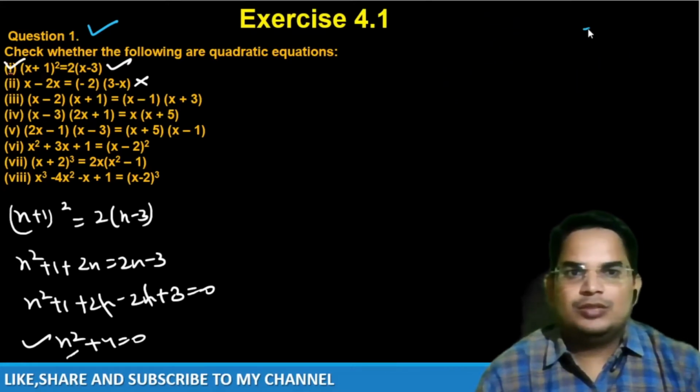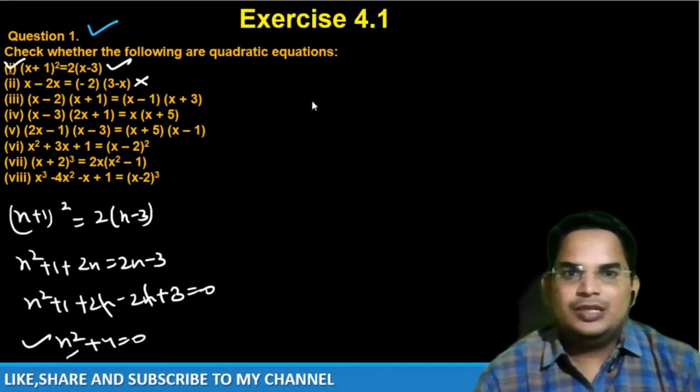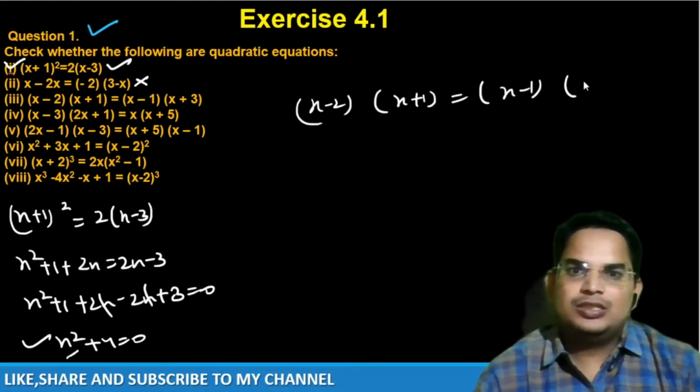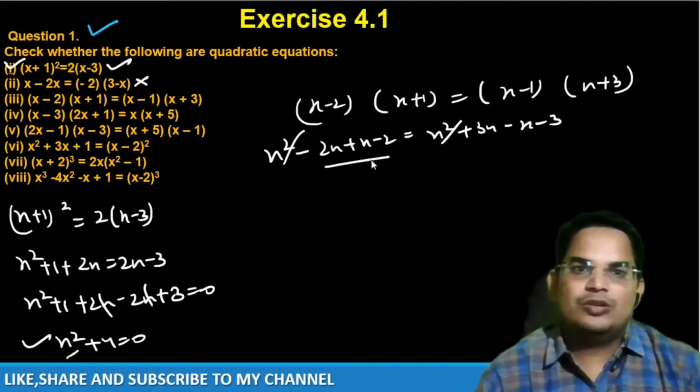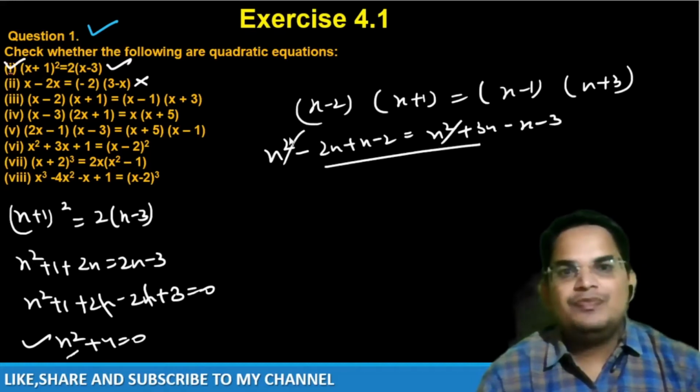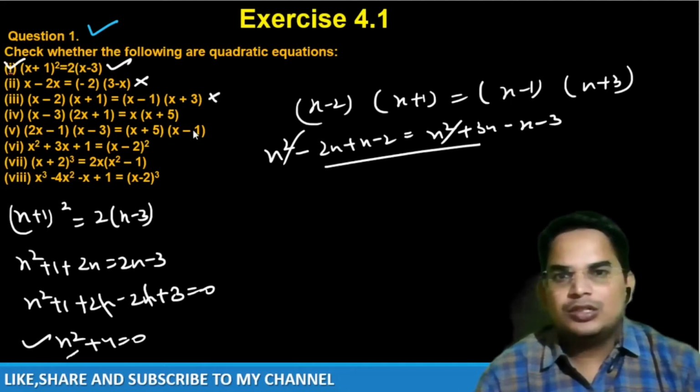I'm going to tell you about the third part. How to do the third part? This is given here: x minus 2 times x plus 1, and here x minus 1 times x plus 3. So if I multiply, what will I get? x square minus 2x plus x minus 2 is equal to x square plus 3x minus x minus 3. Now you can say x square will be cancelled out. Now you can say this is not a quadratic equation, it is a linear equation. So this is also the wrong option.